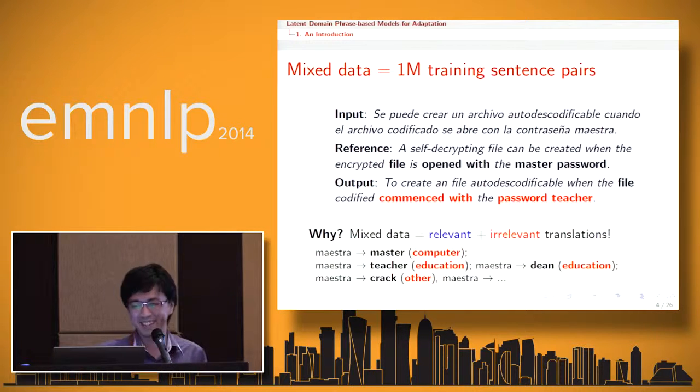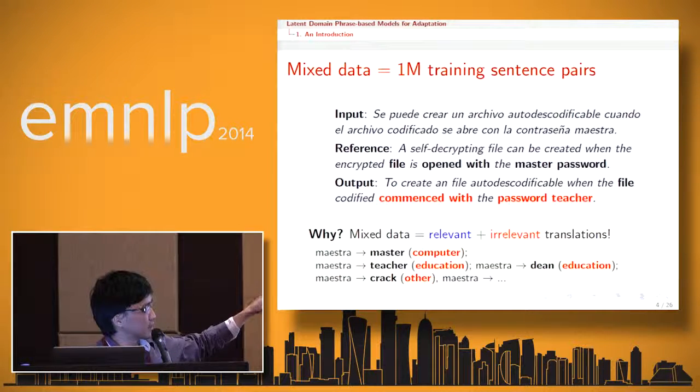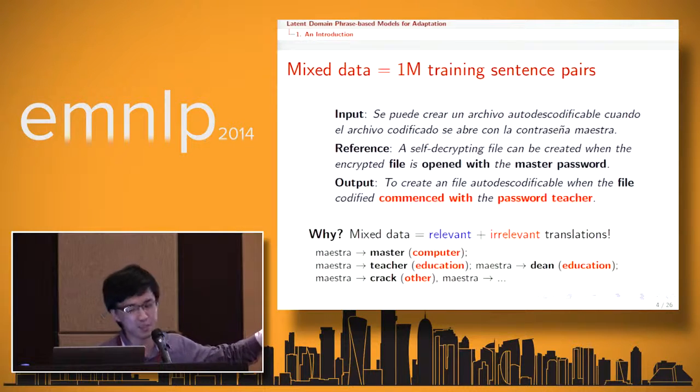I think it's really interesting. For example, here we train a system on 1 million parallel sentences, and in the end we test it on a Spanish sentence as input. What we got in the output is, you can see here, the phrase is translated quite badly: "to commence with file" rather than "to open it with file", or "password teacher" rather than "master password".